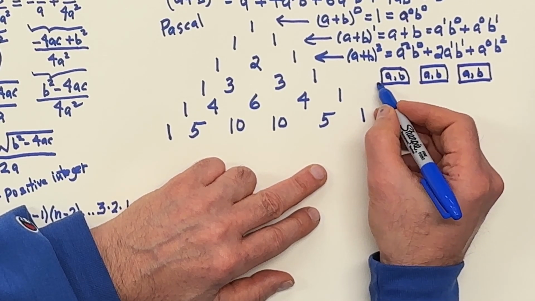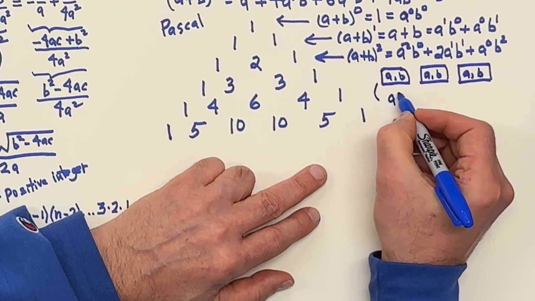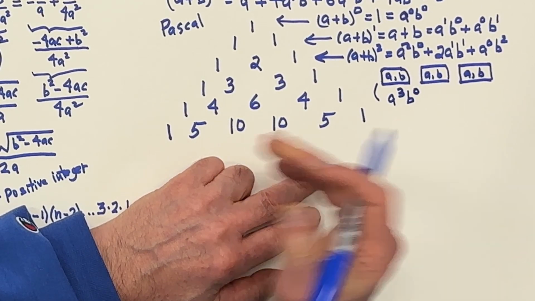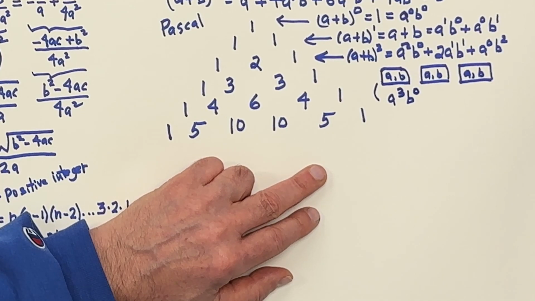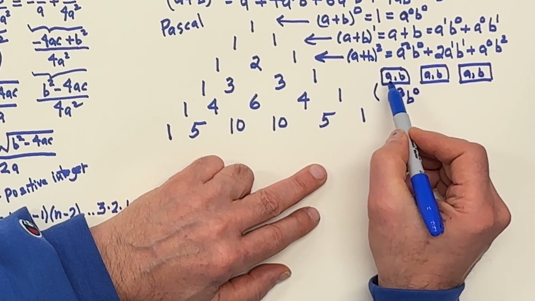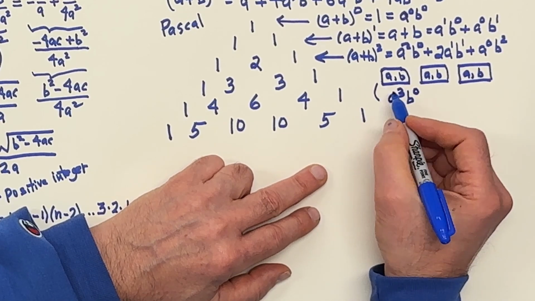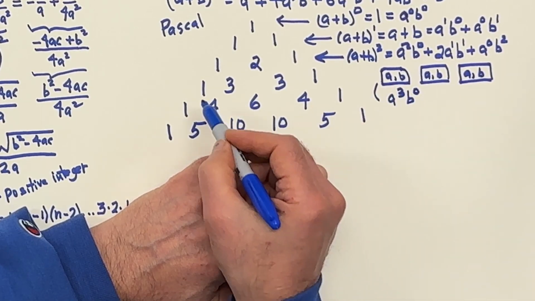If I pick all apples, that's going to be the a cubed one, and no bananas. So I could emphasize that by putting B to the 0. Well, there's only one way to do that. You have to pick one from each basket. So there's one way. So the coefficient in front is 1. That's this one here.